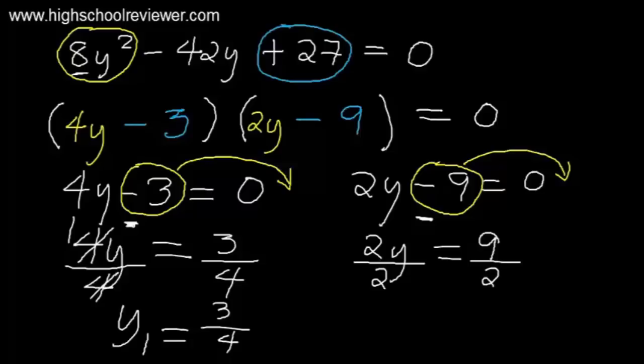Okay. So 2 divided by 2 is equal to 1, so we can cancel that out. 1 multiplied by y is positive y. And 9 over 2, okay, we can change this into a mixed fraction, so this will give us 4 and 1 over 2. So this will be our y sub 2. And these are now our final answers.